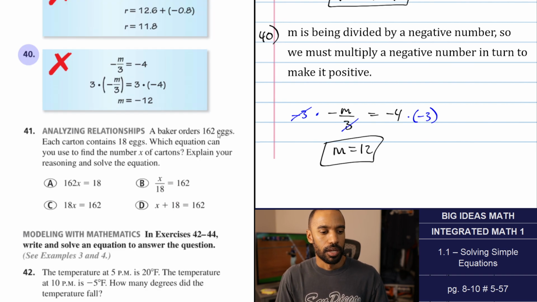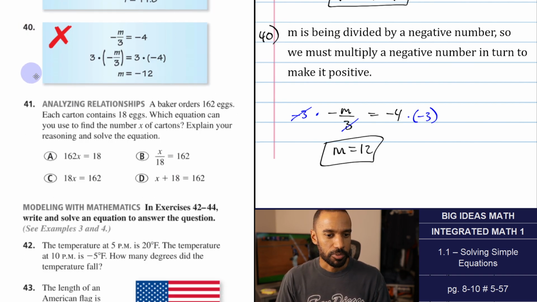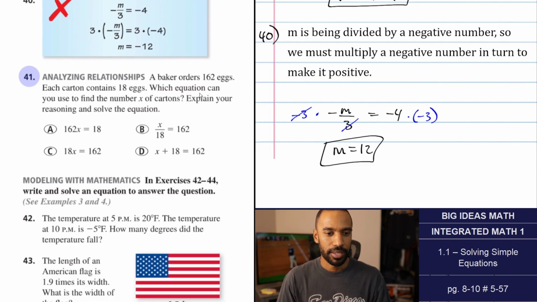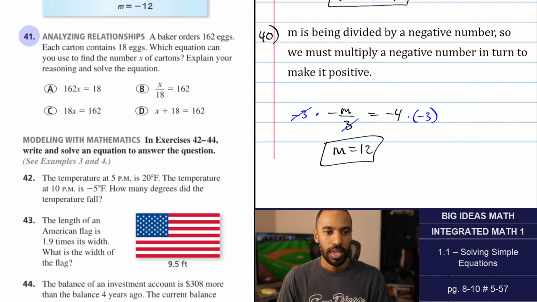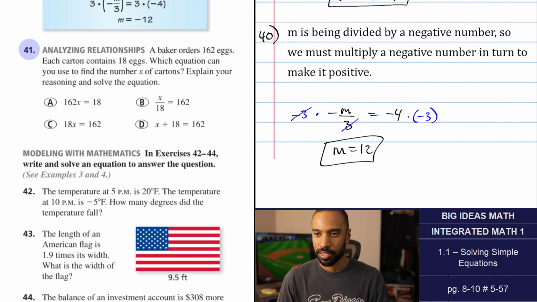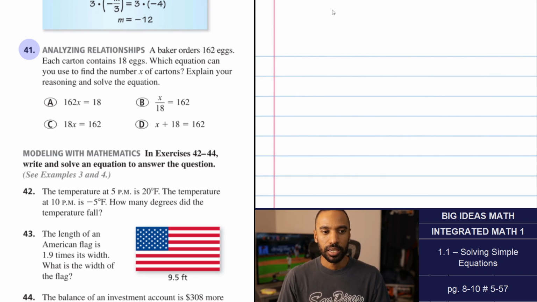Okay. Number 41, analyzing relationships. A baker orders 162 eggs. Each carton contains 18 eggs. Which equation can you use to find the number x of cartons? Explain your reasoning and solve the equation. Oh, I wrote 14. That should be 41.